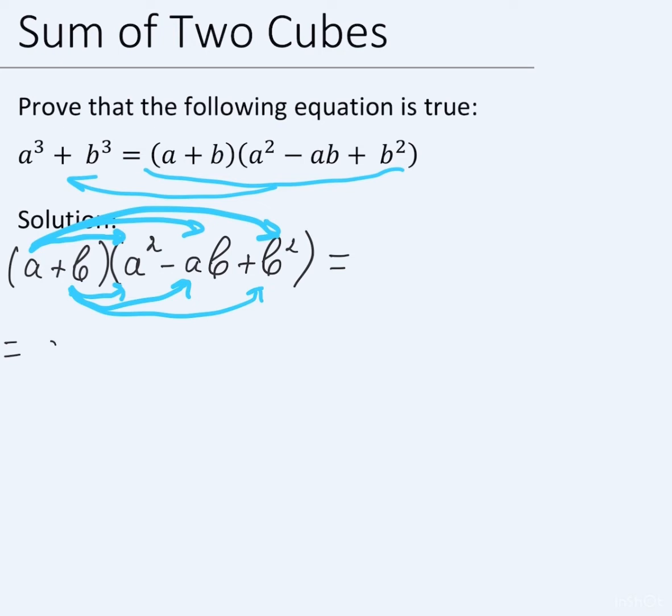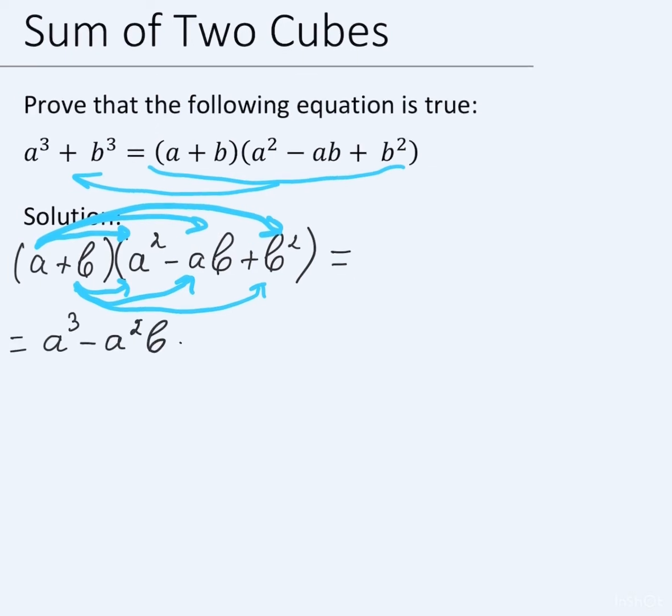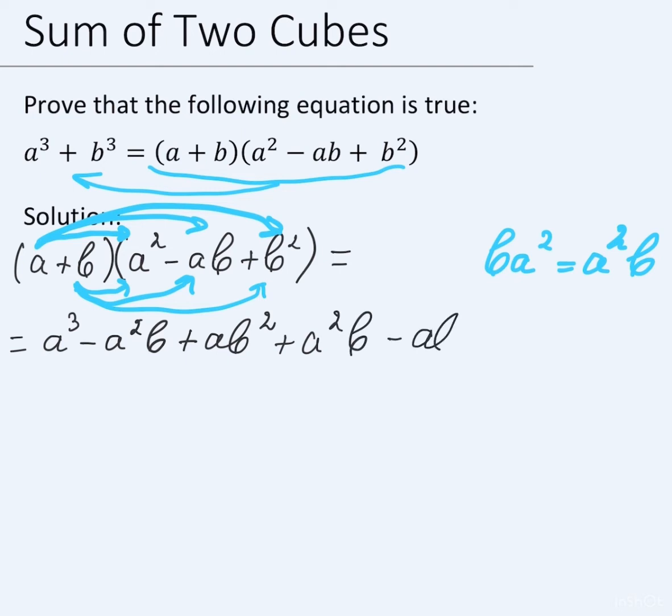A times a squared equals a cubed. A times negative ab is negative a squared b. A times b squared is plus ab squared. B multiplied by a squared is ba squared, which can also be written as a squared b. That's how I'm going to write it here. So plus a squared b. Then b times negative ab is negative ab squared, and b times b squared is b cubed.